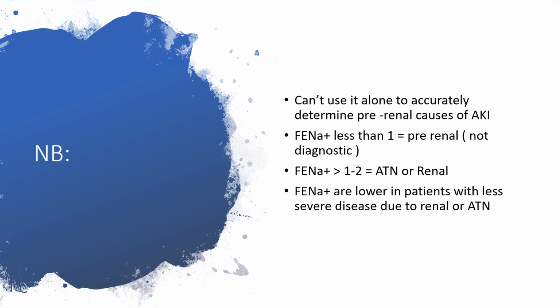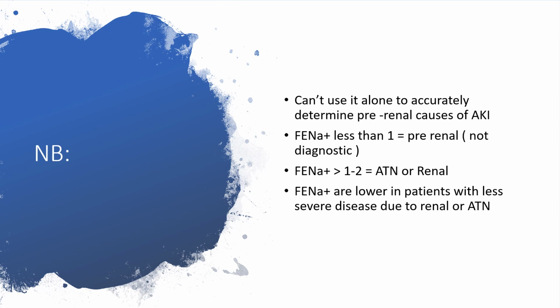Remember that we can't use fractional excretion of sodium alone to accurately determine pre-renal causes of acute kidney injury. FENa less than 1% is expected to mean pre-renal causes, right? But that is not diagnostic. If it is greater than 1 to 2%, it is pointing to acute tubular necrosis or renal origin.